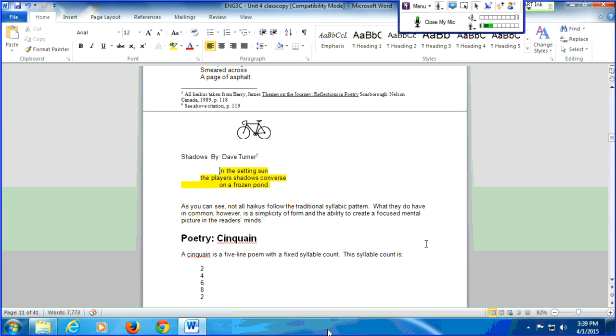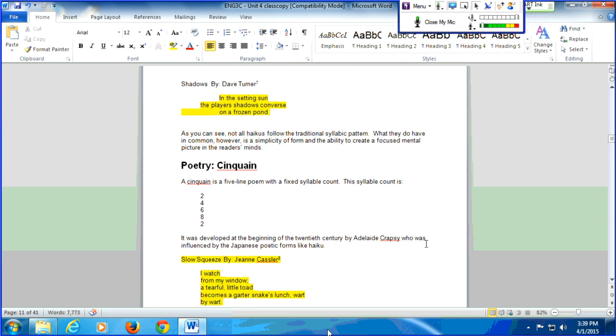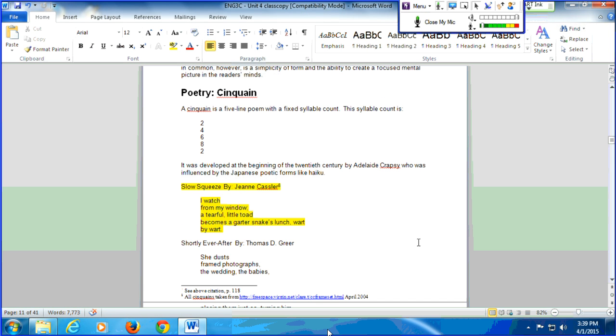Next one is Slow Squeeze, and this is a cinquain type. So, I watch from a window as a cheerful little toe becomes a garter snake's lunch, wart by wart. So this is five lines. It has the right syllables, so it meets that. Does it deviate from the traditional form? Nope, it goes along perfectly with what it says. And in terms of the theme, this shows the haiku influence because it is about nature and the reality of the natural world. So that's that one.